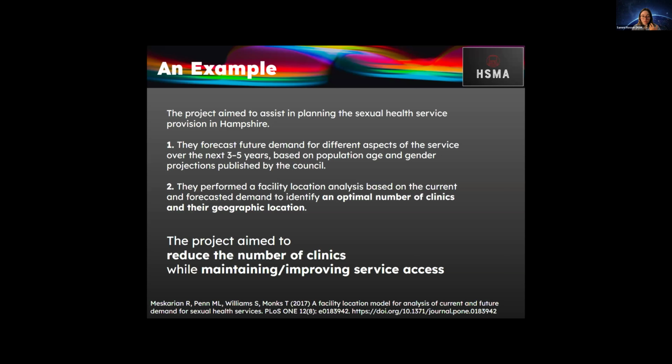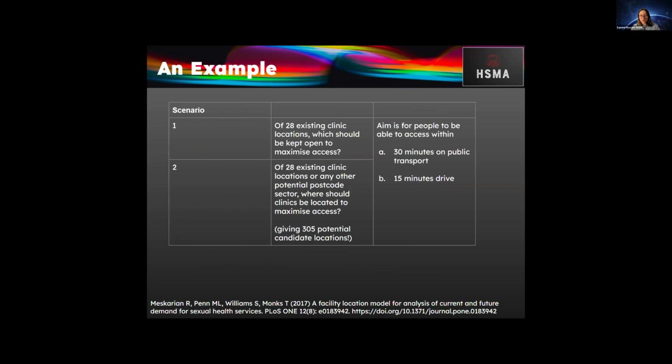They were then performing a facility location analysis based on the current and forecasted demand to work out what the optimal number of clinics would be and where they should be placed. In this case, they were aiming to reduce the number of clinics that were available whilst also maintaining or potentially even improving access to services. They had 28 existing clinics. They needed to know which ones should be kept open.